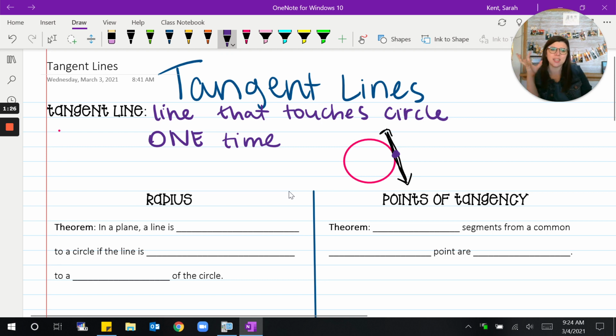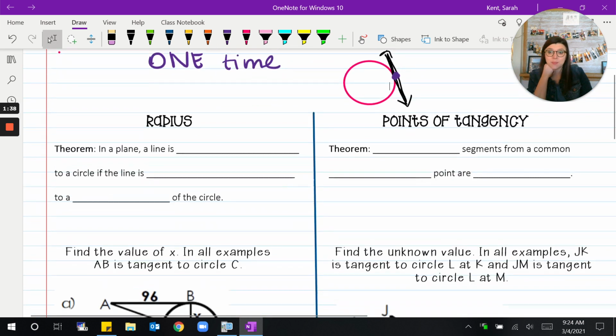So we're going to look at a tangent line with a radius, and then we're going to look at if we have 2 points of tangency. So first, let's take a look at if we have a tangent line and a radius.